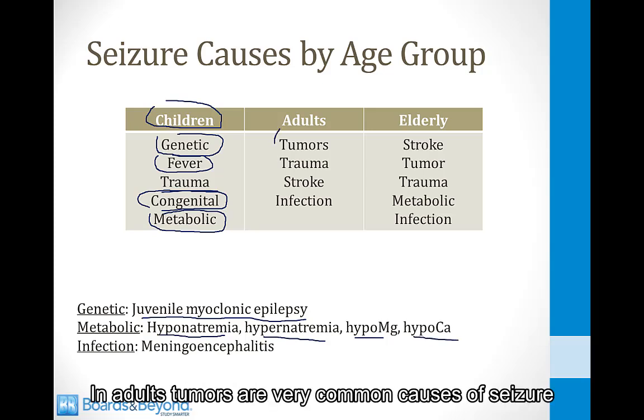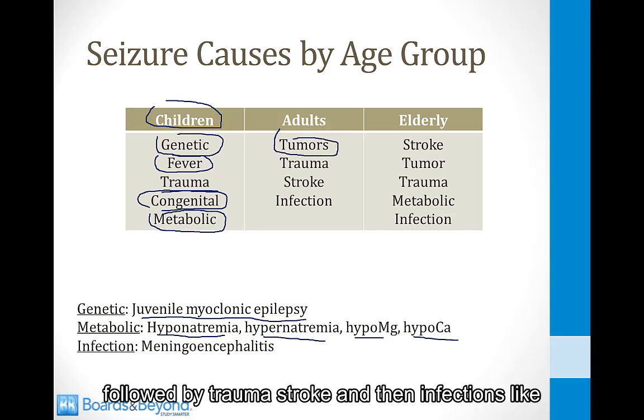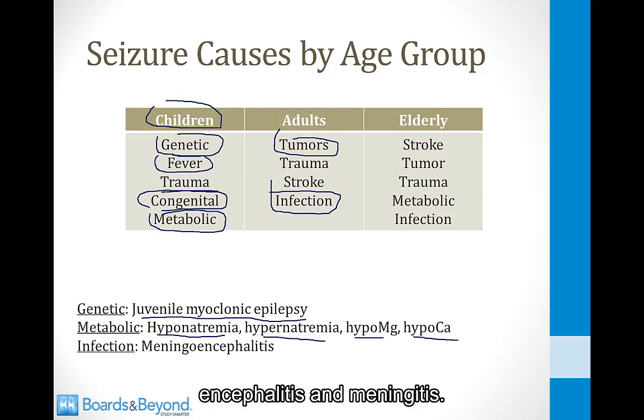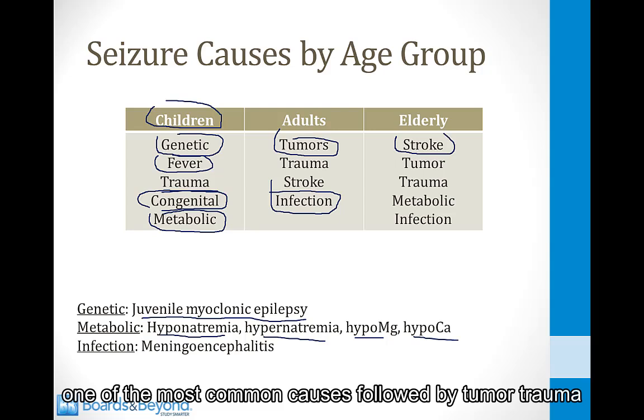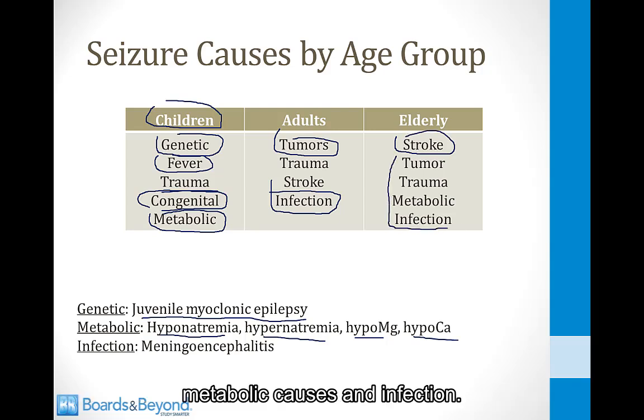In adults, tumors are very common causes of seizure, followed by trauma, stroke, and then infections like encephalitis and meningitis. And then in the elderly, stroke becomes one of the most common causes, followed by tumor, trauma, metabolic causes, and infection.